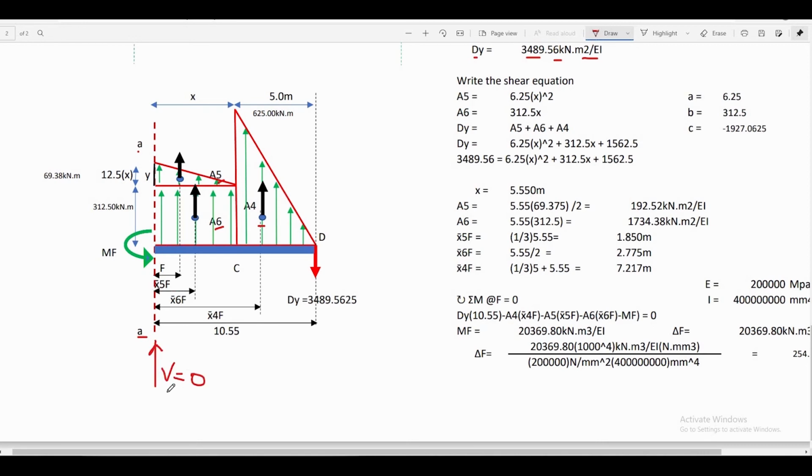At this point, shear is equal to 0. In other words, we are finding the value of x from where the M over EI diagram will give us a total area equal to 3489.5625 if we add area 4 into area 5 and area 6.